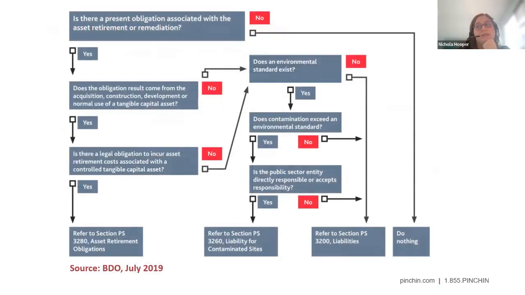So this is just a decision tree from the BDO that they've put out, which walks you through the different obligations for your site. It's just a little yes, no decision tree. It lets you know what section of the PS, like PS 3280, PS 3260, or PS 3200, you would be using when you're doing your form. So they're kind of interconnected. This is a good way to figure out what are my asset retirement obligations versus what is my liability for the contaminated sites, and when does that apply? So next slide, please.